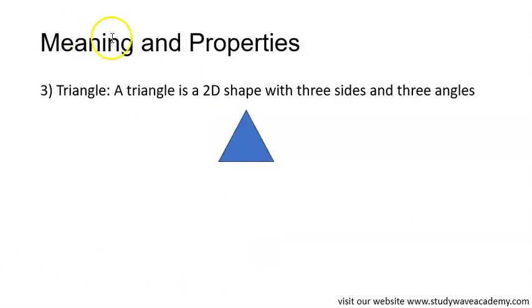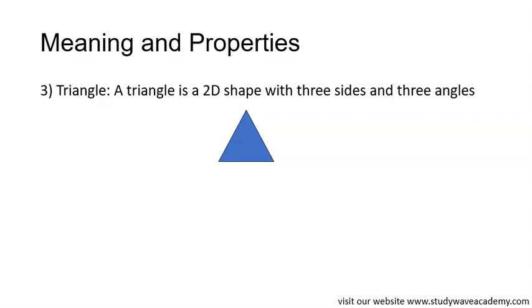Okay? Then we have the triangle. This is a triangle. A triangle is a 2D shape with three sides and three angles. One, two, three. It has three sides and three angles. Okay? So we're going to be looking at how to solve those shapes, their area, length, perimeter, okay?